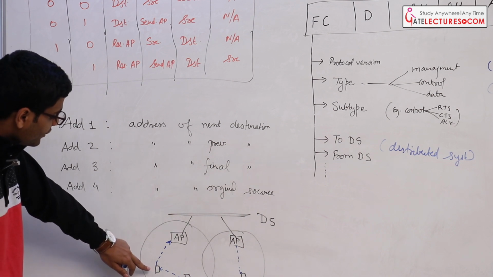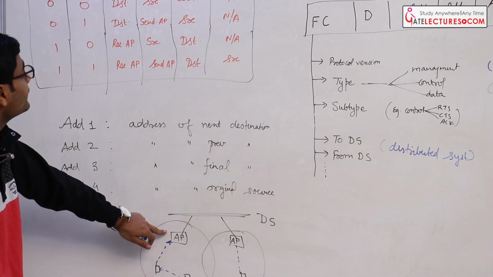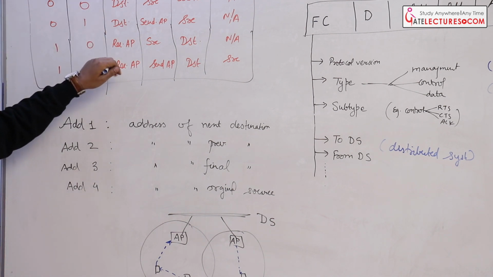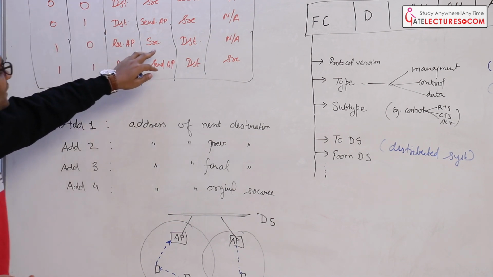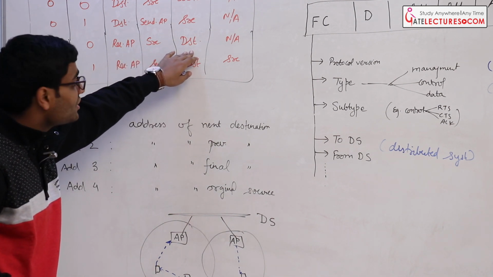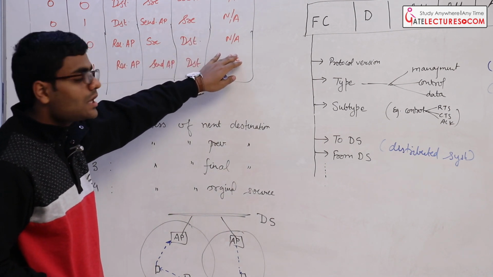The frame is going from the station to this access point. Fine. So in address 1, we will place the receiving access point address. In address 2, we will place the source address. In address 3, we will place the destination address, and address 4 will be null here.